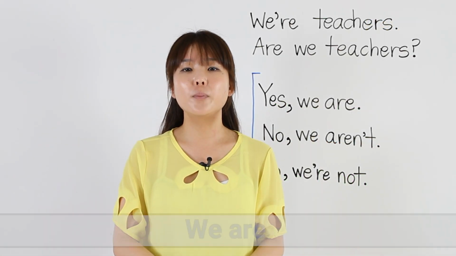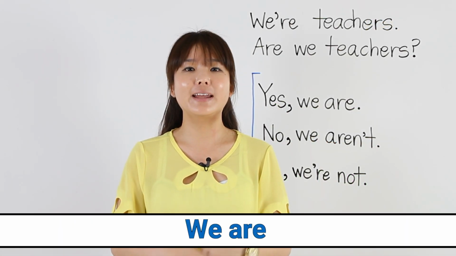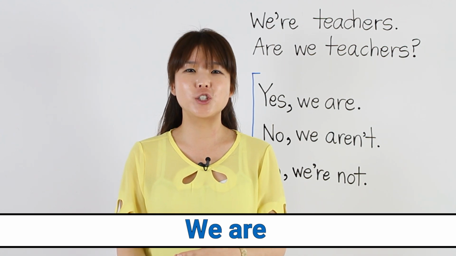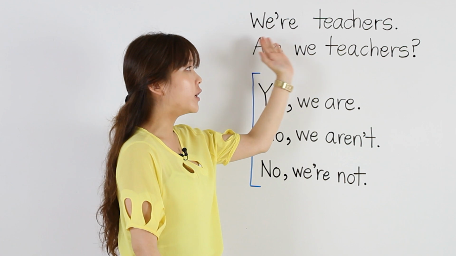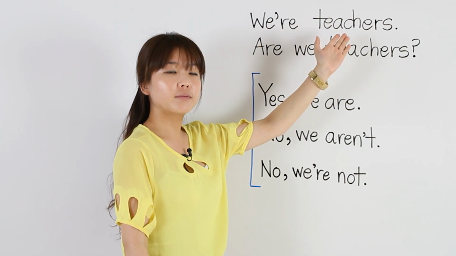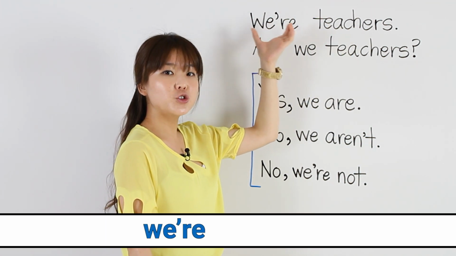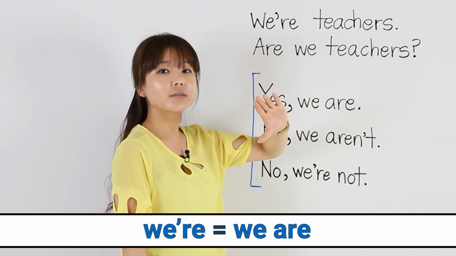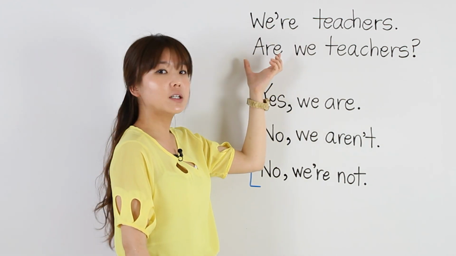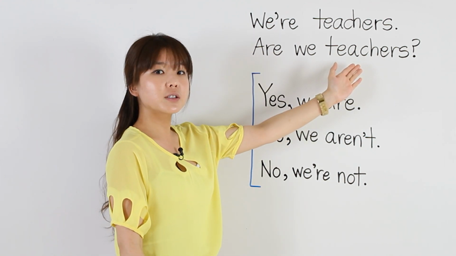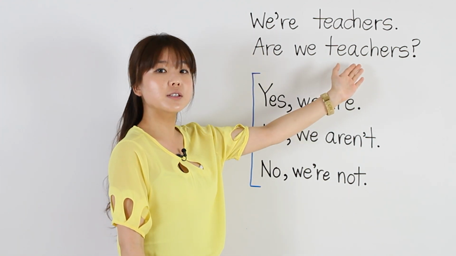Now, let's talk about we are and how to use that in a question. The sentence here says, we're teachers. We're is a contraction for we are. So the be verb are goes in the front. Are we teachers?